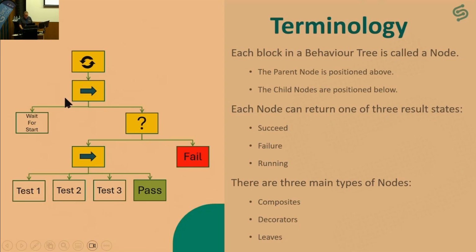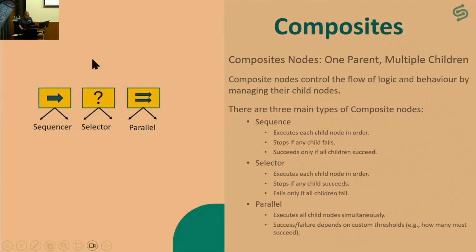There are three basic types of nodes: composites, decorators, and leaves. First, let's go over composites. A composite node has one parent and multiple children. A composite node controls the flow of logic and behavior by managing its child nodes. There are three main types. There's the sequencer, which steps through the children until one of them fails. There's a selector, which steps through the children until one of them succeeds. And then there's parallel, which runs them simultaneously.